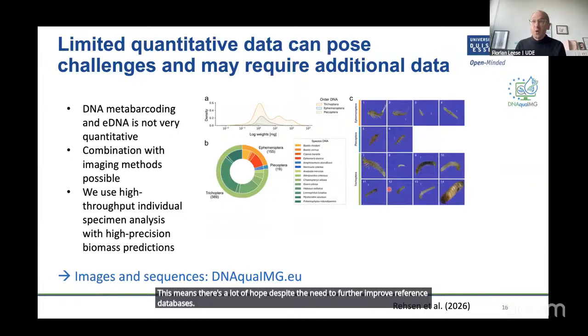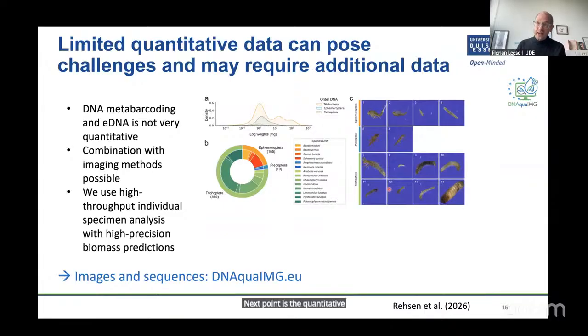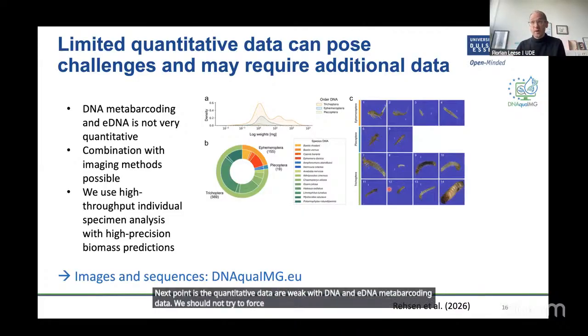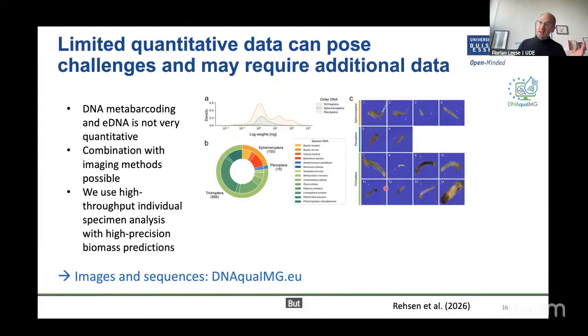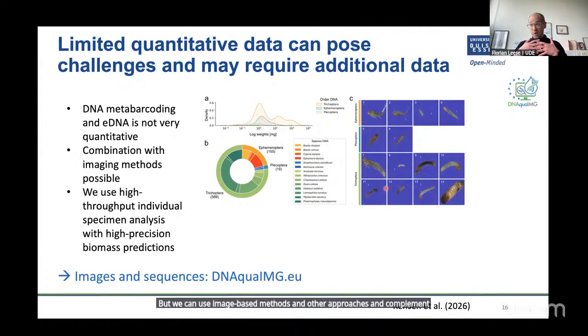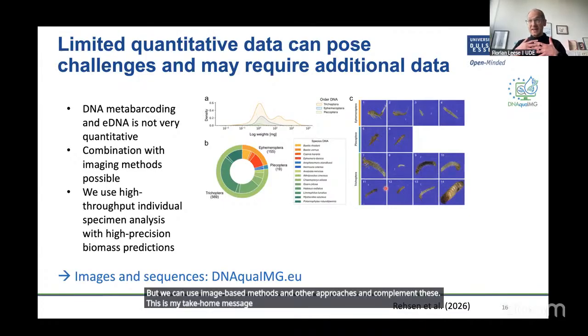Next point is the quantitative data are weak with DNA and eDNA metabarcoding data. We should not try to force it to a perfect quantitative method. It will not work. But we can use image-based methods and other approaches and complement these. This is my take-home message. Don't try to make DNA and eDNA too quantitative. It won't work. Use complementary methods.